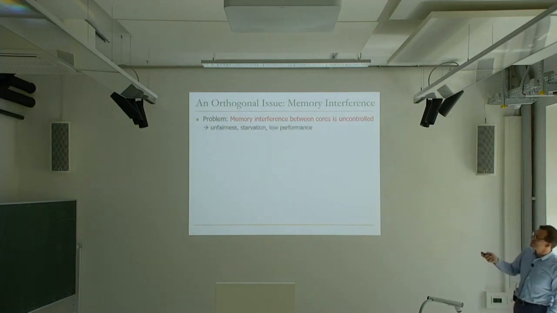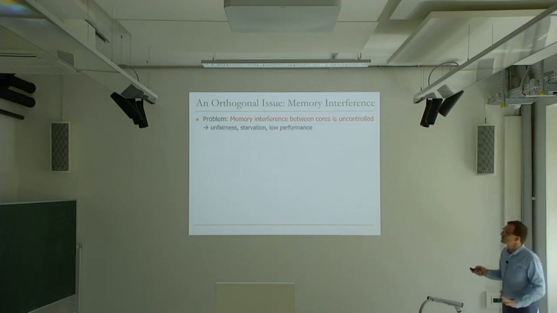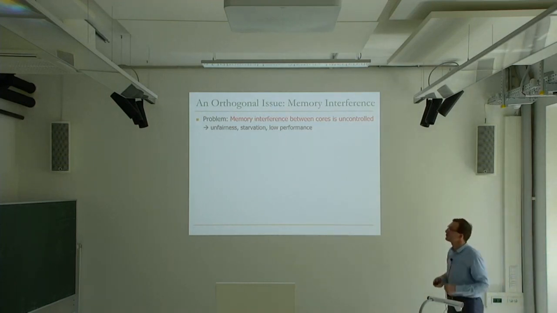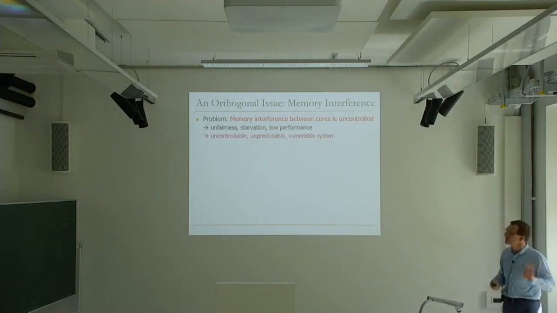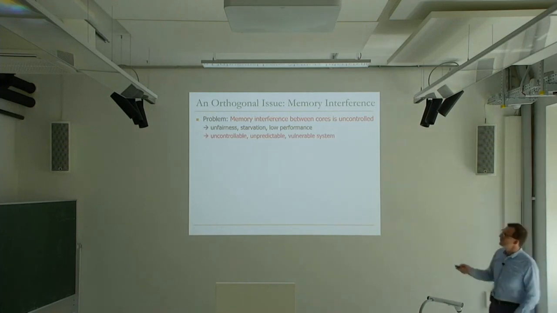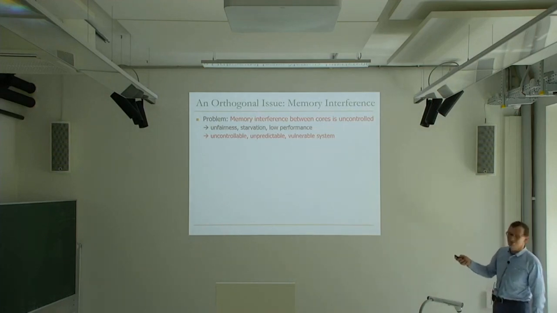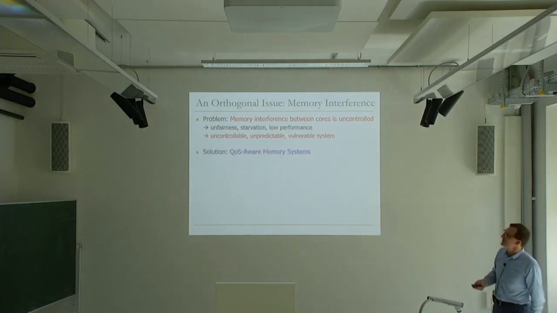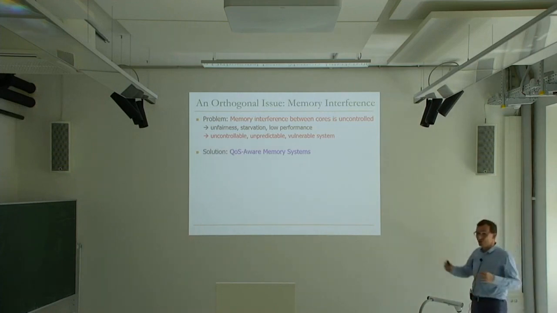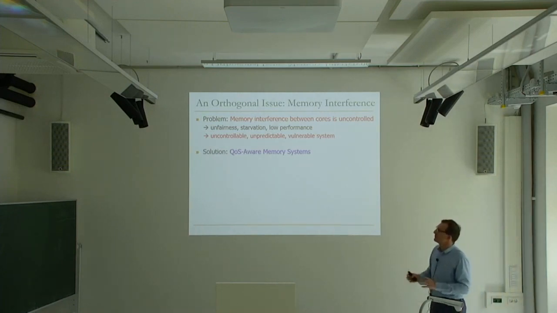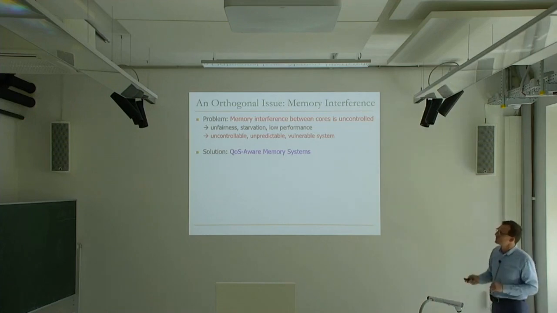And today, memory interference between cores is mostly uncontrolled, although Intel has introduced a lot of new stuff in the caches, but not in the memory controllers, not much in the memory controllers. And if you don't have interference that's controlled, you always have problems with controllability, predictability, and essentially vulnerability. So the solution direction over here is to make the memory interference more controlled, more quality of service over memory systems.